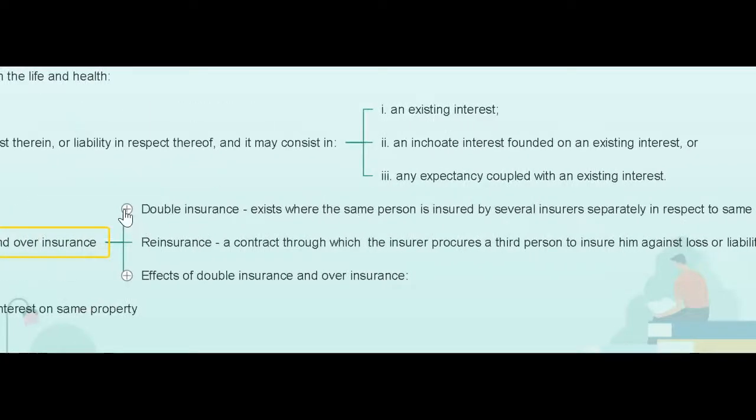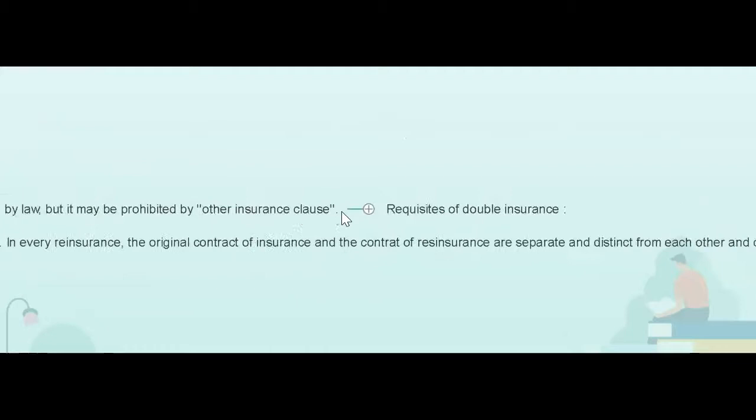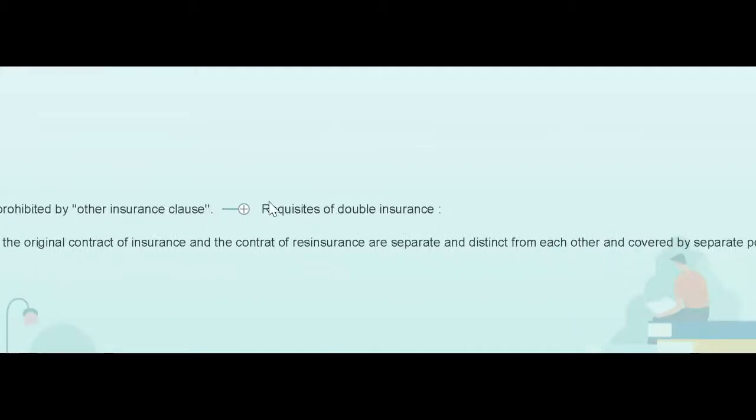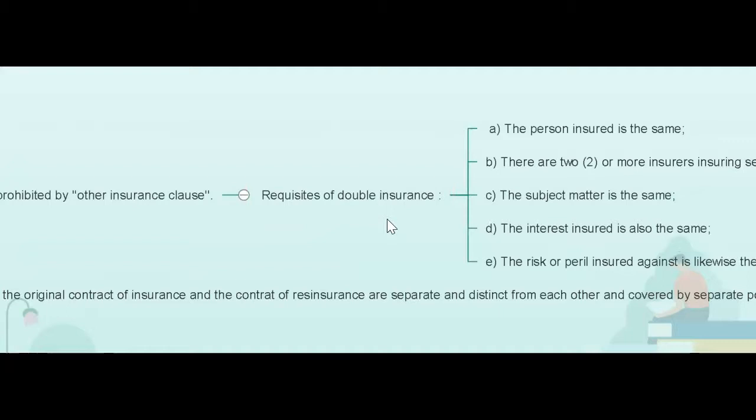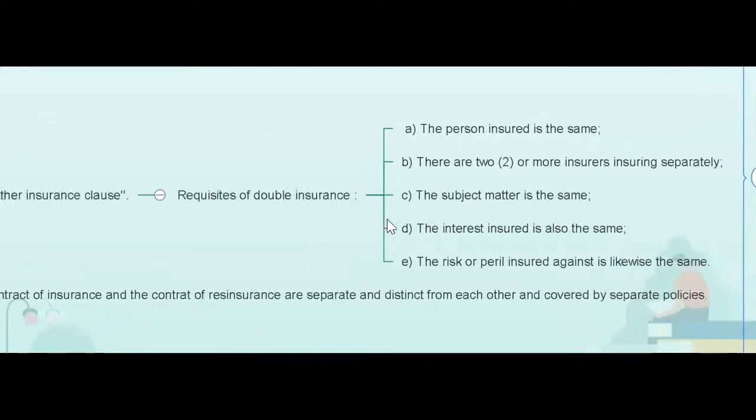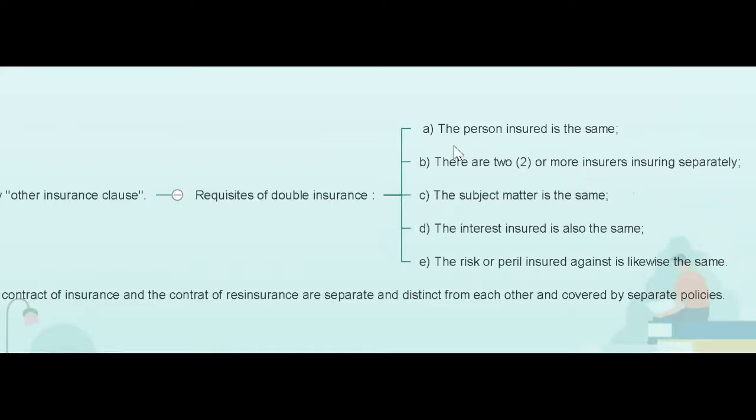So let's check what are the requisites of double insurance. The requisites of double insurance are as follows. The person insured is the same. There are two or more insurers insuring separately. The subject matter is the same. The interest insured is also the same. And the risk or peril insured against is likewise the same. So here are the requisites of double insurance.